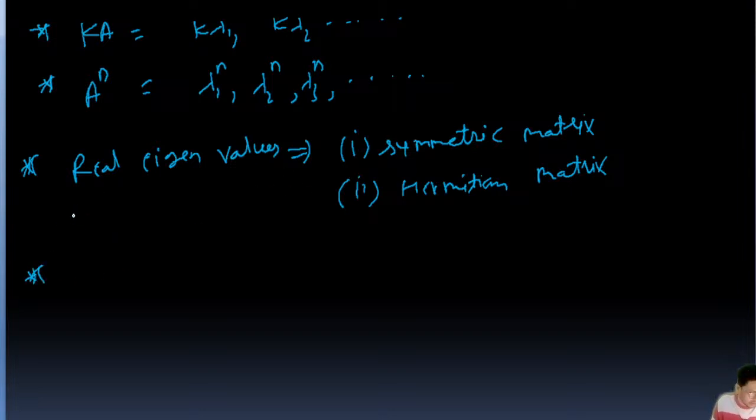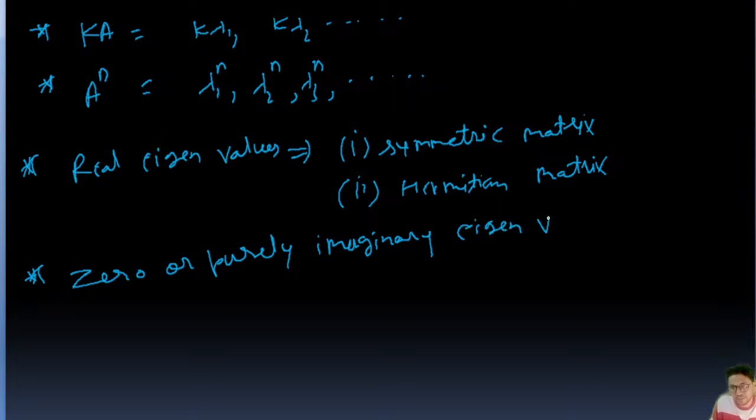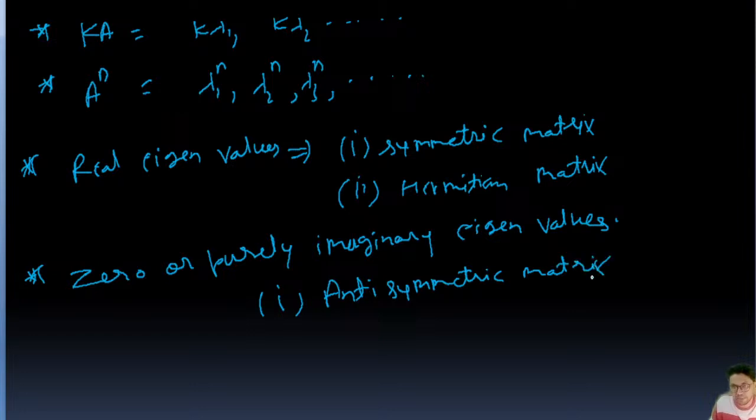Next, zero or purely imaginary eigenvalues. For what matrix are you going to get eigenvalues that are either zero or purely imaginary? For an antisymmetric matrix, or we can say a skew-symmetric matrix, eigenvalues will be purely imaginary or zero.